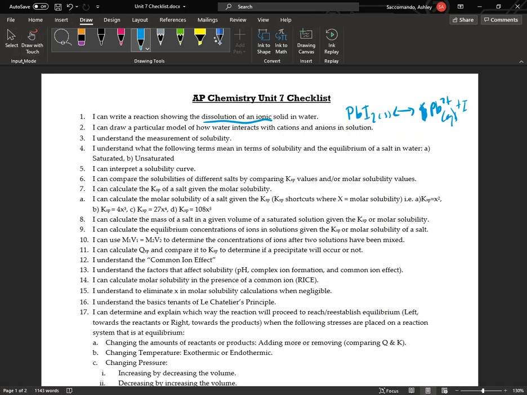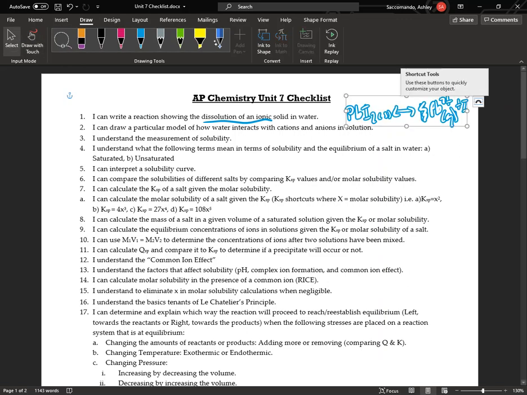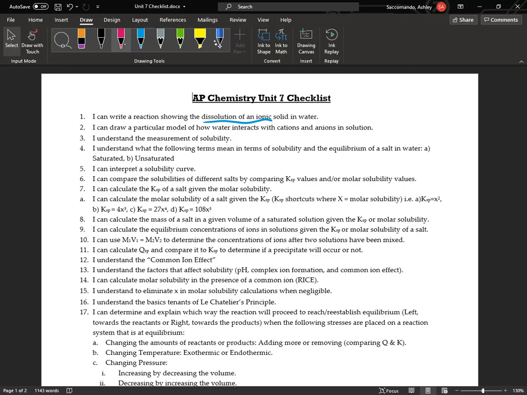Hold on. Where is my eraser? I can't find my eraser. Is that an eraser? No, that's not an eraser. It's not letting me. Oh, well, here, let me just do that. I'll start over. So like PbI2 dissolving and getting Pb like this, and then the 2I minus, and then these would be aq and whatever. So that's dissolution. Be able to write out one of those reactions.